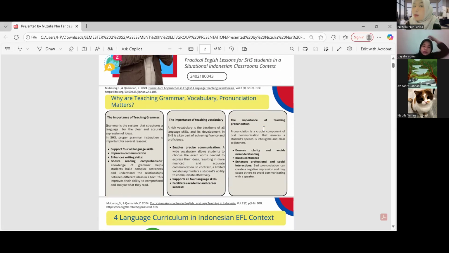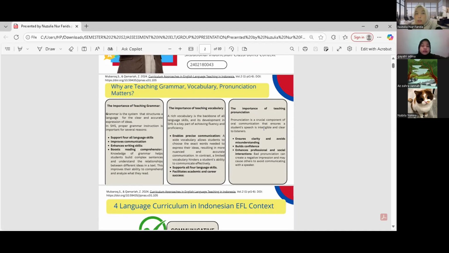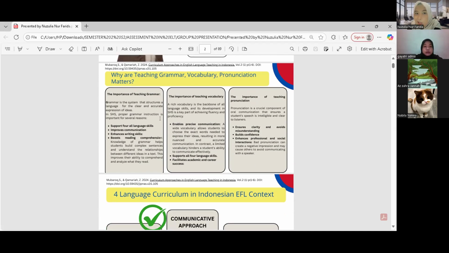Why does teaching grammar, vocab, and pronunciation matter? So, the first reason is the importance of teaching grammar, because grammar is the system that structures language for the clear and accurate expression of ideas. It supports all language skills. It supports listening, speaking, reading and writing skills. It improves communication and enhances writing skills.